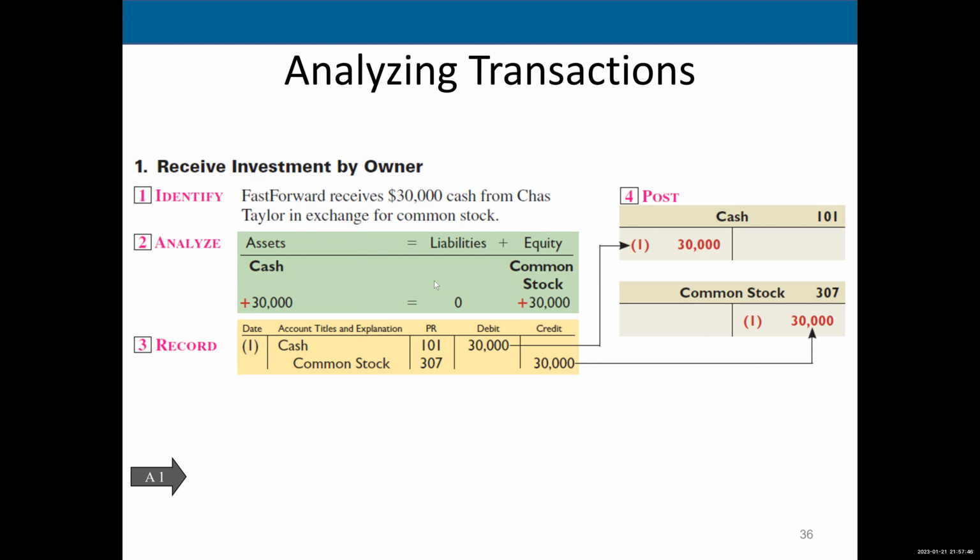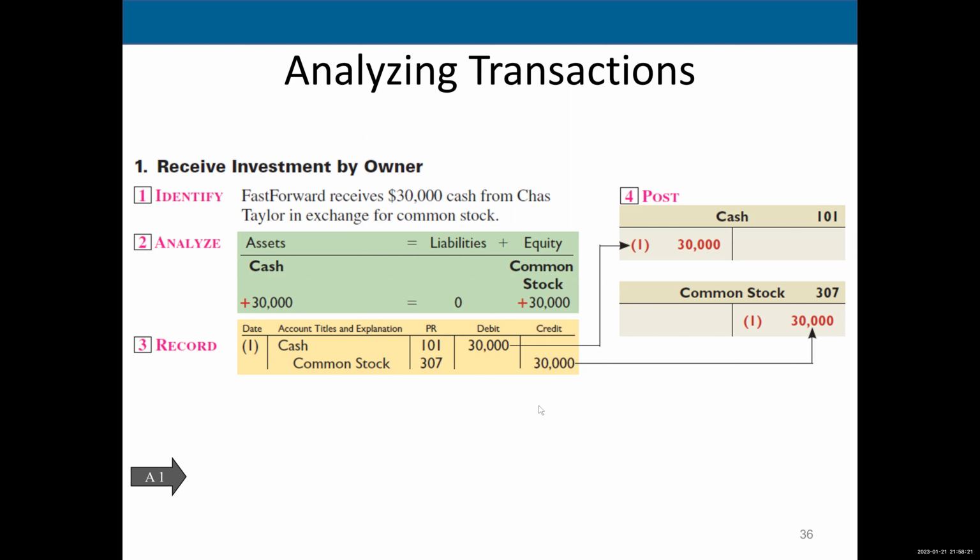Well, how are we going to journalize it into our journal? Well, we know that cash is an asset, and to increase an asset, we debit. So we're going to debit cash by $30,000. Now, also, we're going to increase common stock, 30,000. Is common stock part of debits? No, we increase it with a credit. So credit common stock, 30,000.